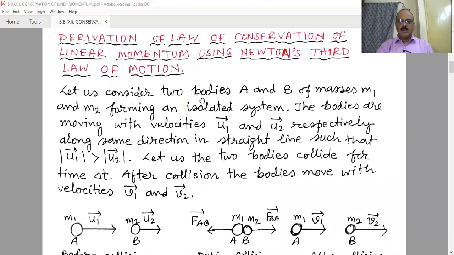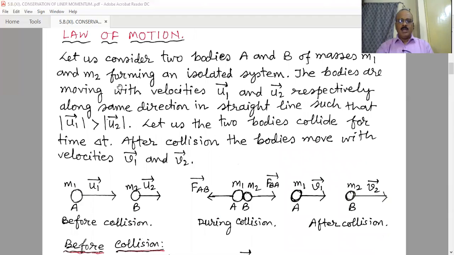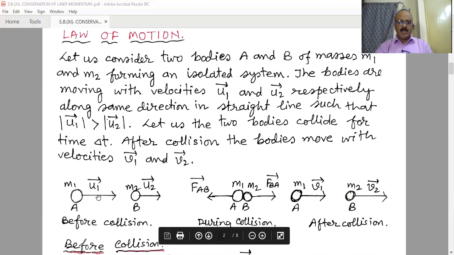Let us consider two bodies A and B of masses m1 and m2 forming an isolated system. That means there is no external force acting on the system. Only the interaction between A and B takes place when they are in contact. The bodies are moving with velocities u1 and u2 in this figure diagram. The directions of u1 and u2 are both the same, moving along the same straight line. And here we consider the numerical value of u1 to be greater than the numerical value of u2.